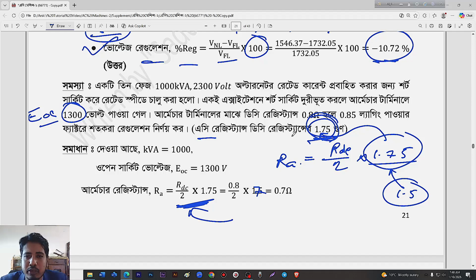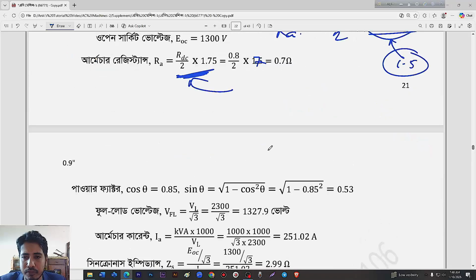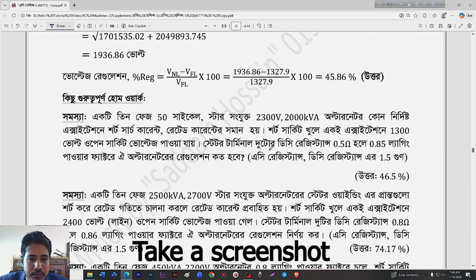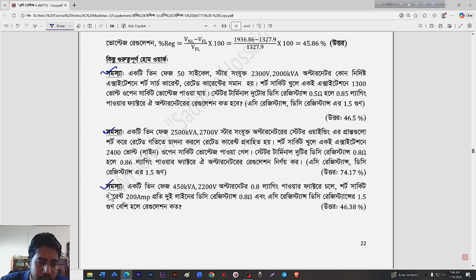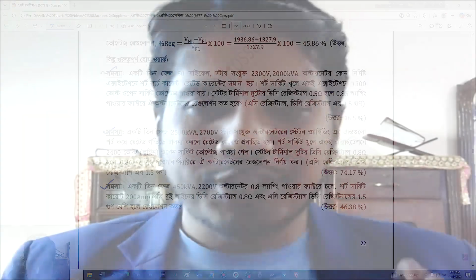I think you will be able to solve this math at your home. This is the homework for you to solve, and take some screenshots here. These are three important problems that should be solved at home by you, and this is your homework.